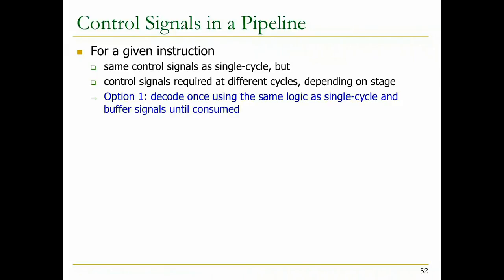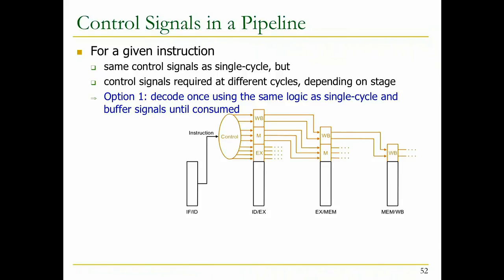So there are two options here. One is decoding once using the same logic as a single cycle control logic and buffer the signals until we have consumed them. It looks like this, basically. We have a huge decoder over here based on the instruction that generates the control signals as much as possible. And these control signals are generated for this execute stage, this memory stage, and this write-back stage. And initially, you store them all at this pipeline register, so it looks huge.